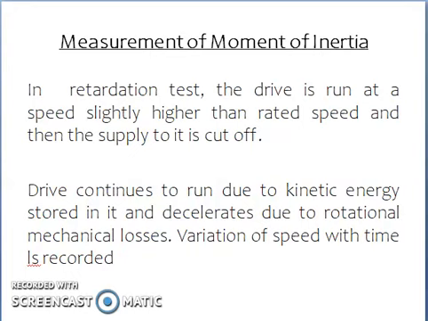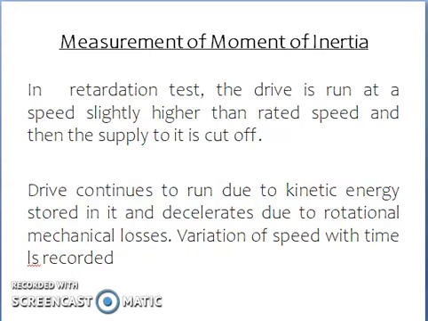So in the retardation test, the drive is made to run at a speed which is a little bit higher than rated speed. Then the supply is cut off. Due to the kinetic energy stored in the drive, it continues to run and decelerates due to the rotational mechanical losses. At this time, the variation of speed with time is recorded.